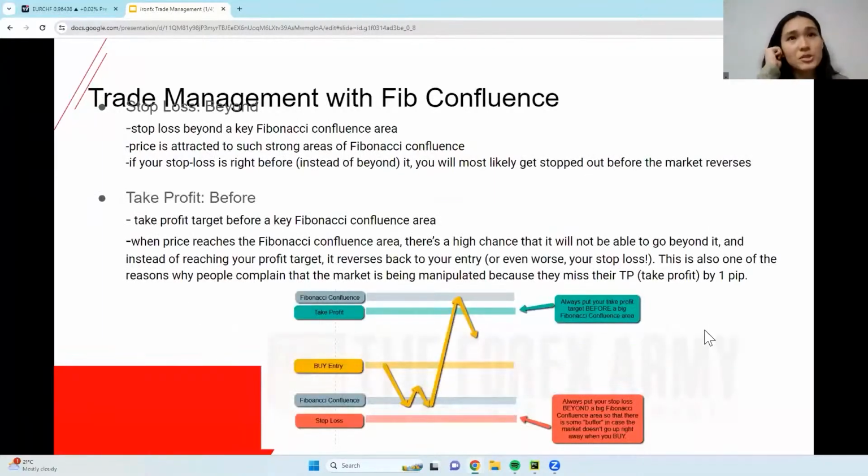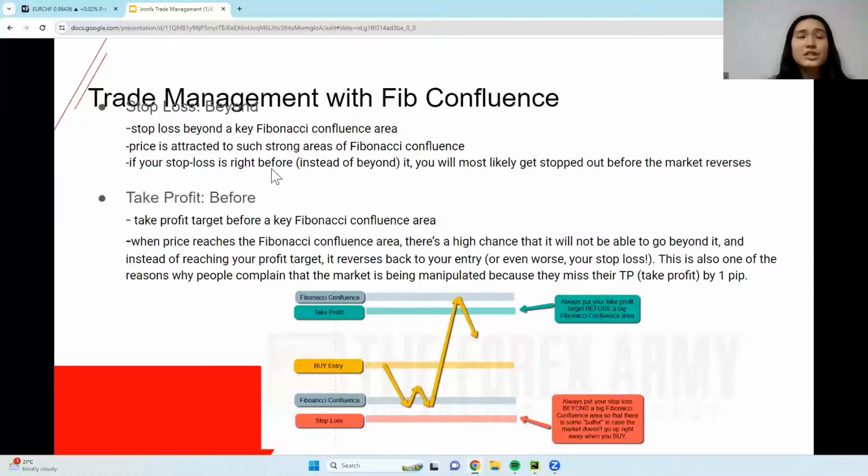Okay, so trade management with Fibonacci confluence. We mentioned earlier that your stop loss should be placed beyond a key Fibonacci confluence area. But of course, when we say Fibonacci confluence, it can be Fibonacci, it can be pivot points, as I mentioned earlier, it can be just a bunch of different levels that line up in the same area. That's basically what a confluence area is.